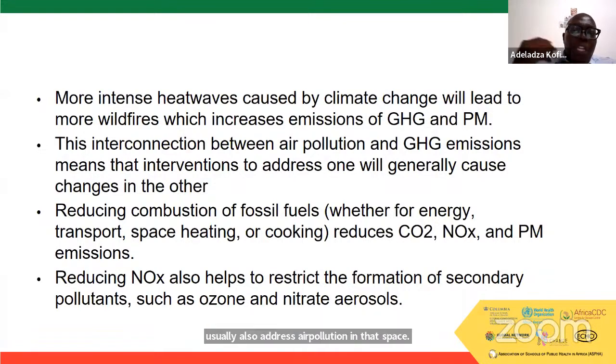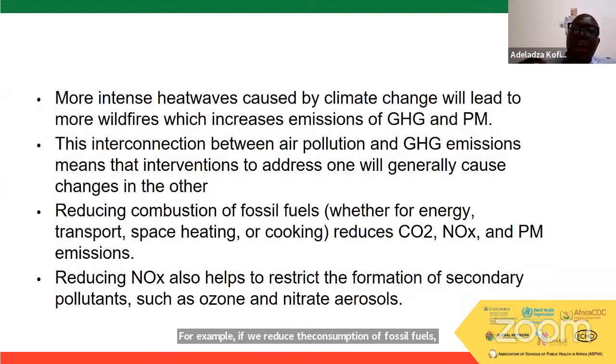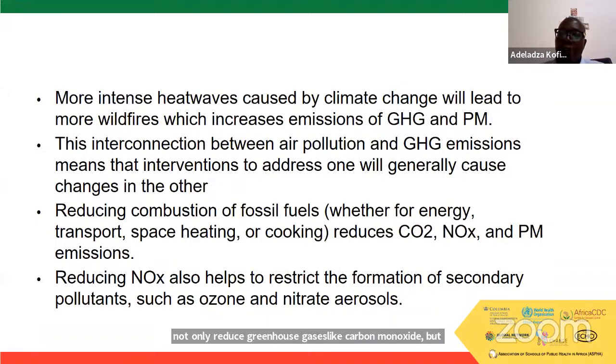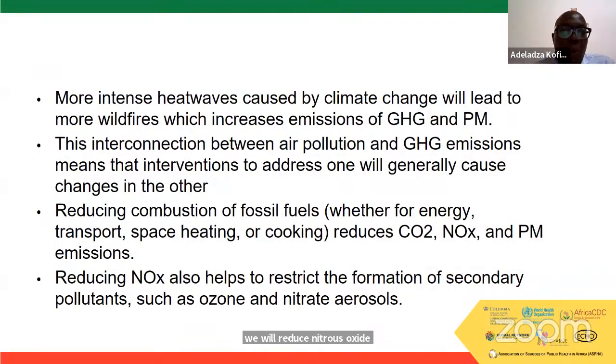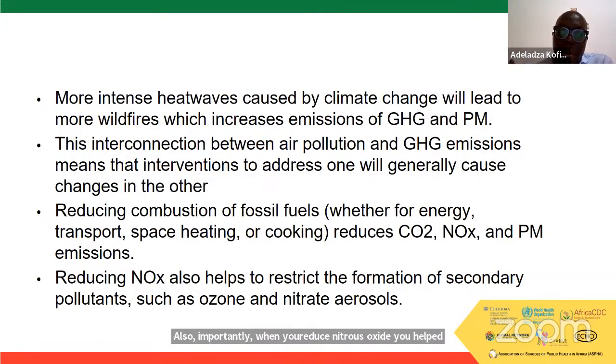So for example, if we reduce combustion of fossil fuels, which we depend on for energy, transport, and cooking, we are not only going to reduce greenhouse gases like carbon monoxide, but we are also going to reduce nitrous oxide and also PM emissions, which are two of the criteria air pollutants. And then also importantly, when you reduce nitrous oxide, it will also help to restrict the formation of secondary pollutants, such as ozone and nitrate aerosols.